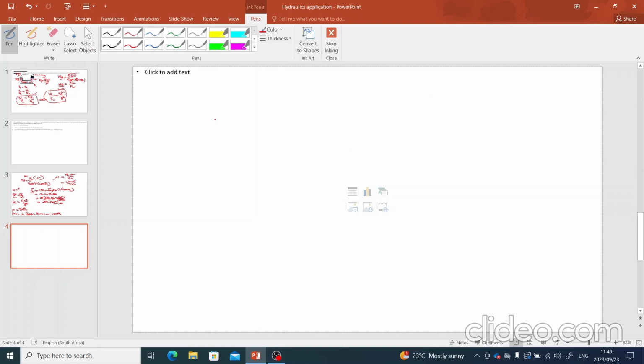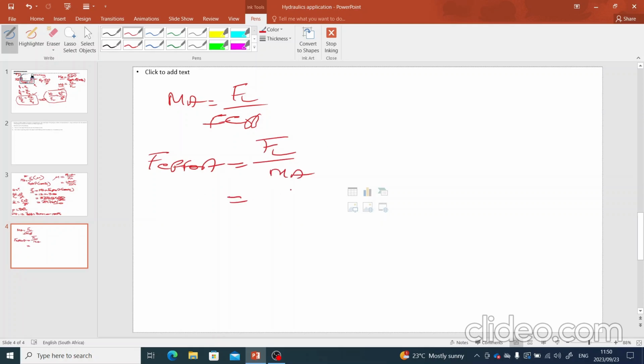Let's say they want us to calculate the F effort. Now, in calculating the F effort, it will be MA equals F load over F effort. When we make F effort the subject of the formula, it will be F effort equals F load over MA. Let's say our F load is given as 2,100 divided by the MA, which is given as 12.